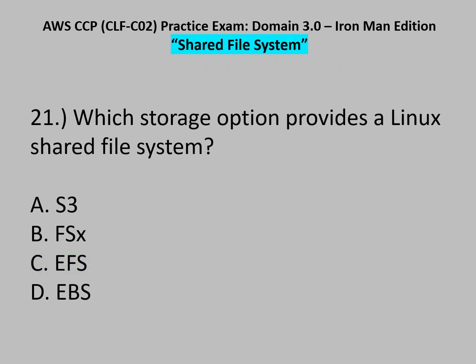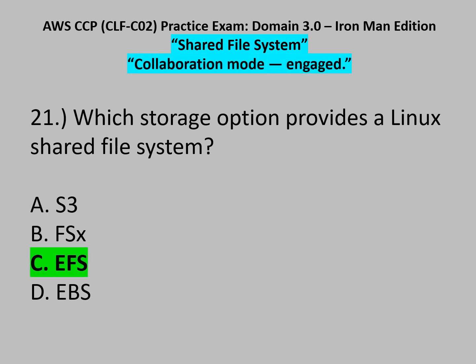Question 21. Which storage option provides a Linux shared file system? A. S3. B. FSx. C. EFS. D. EBS. The correct answer is C. EFS. Amazon EFS provides shared file storage that automatically scales with demand across multiple instances.